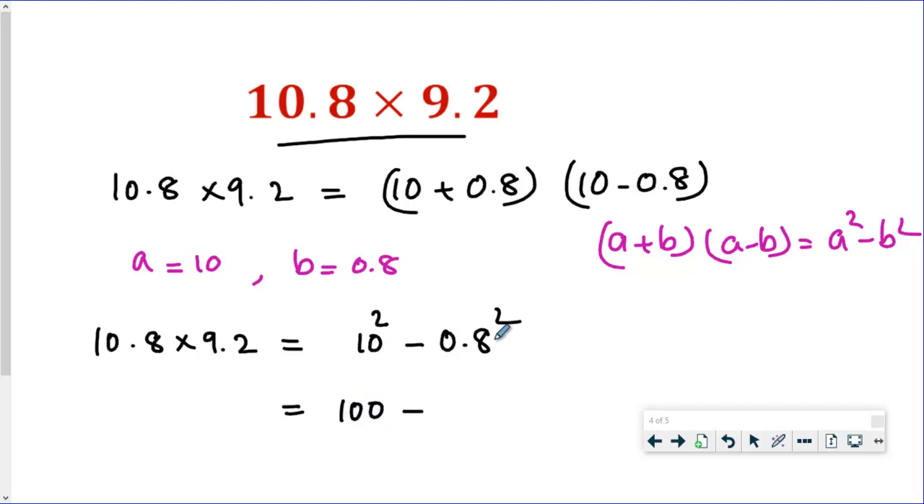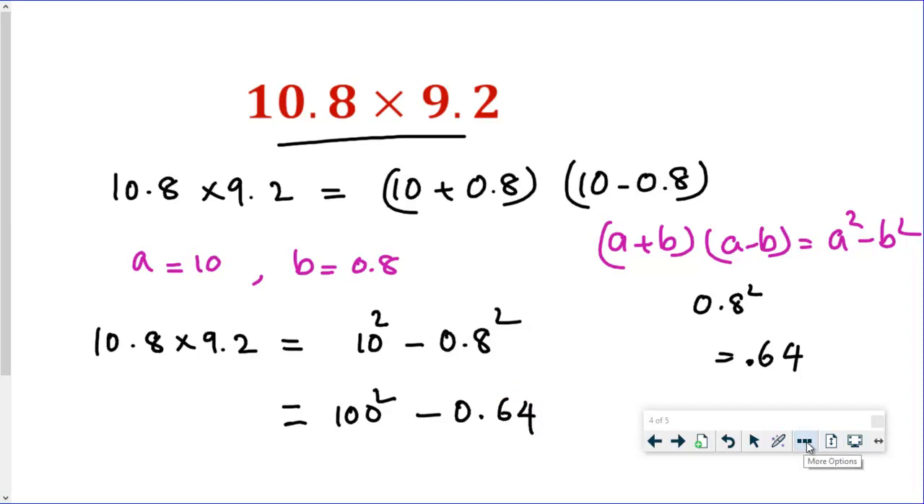Now 10 square is 100, minus, we want to find 0.8 square. For finding 0.8 square, first you have to take 8 square, that is 64. Here after the decimal point there is one digit, so in our answer there must be 2 digits. The digits you have to count from the right end to the left end. So this is the first one, this is the second one. So here you have to write the decimal point. So 0.8 square is nothing but 0.64.